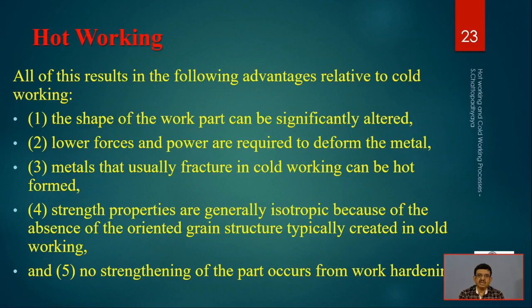Strength properties are isotropic in nature. It will be homogeneous. The grain structure typically created in cold forming has some directional character. Here it is isotropic, and there is no strengthening of the part. Because we are above the recrystallization temperature, strain hardening will not occur, so that means easy to deform. Sometimes strain hardening is a defeating process for cold working because of its hardening effect. That is a great advantage of the hot working process.